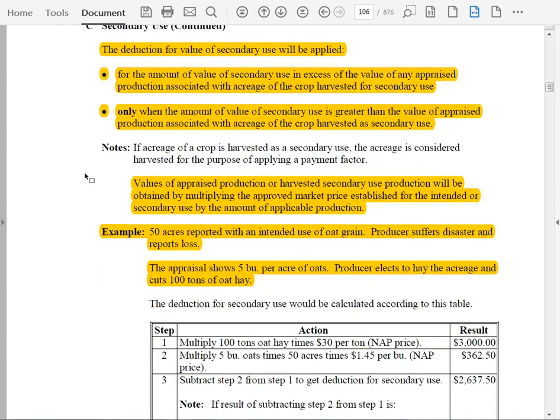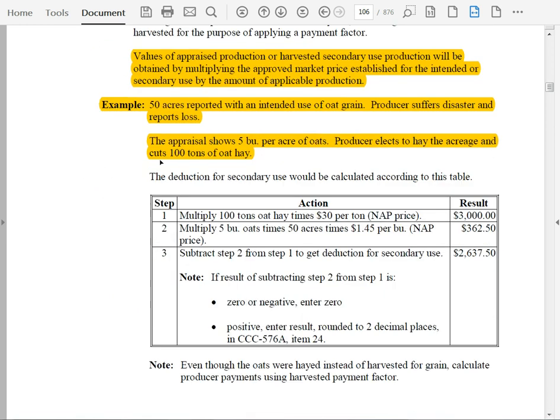In the example listed in paragraph 202C, we take a look at oats, which are intended as grain, but they're harvested as hay. Obviously, oat grain looks totally different than oat hay. The units of measure are different, the yields are different, and the price is different. They're grown for totally different purposes. The example shows how the value of the intended crop, grain, was assigned a value to that crop that could have been harvested, which was then subtracted from the value of the final use, hay.